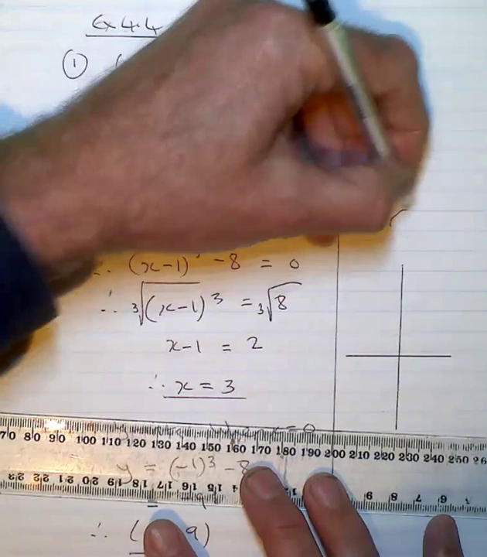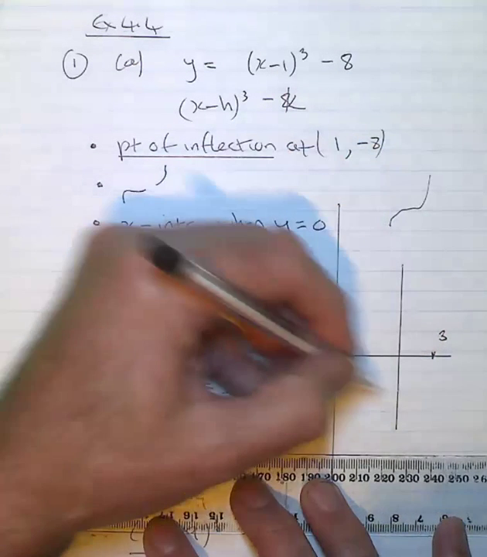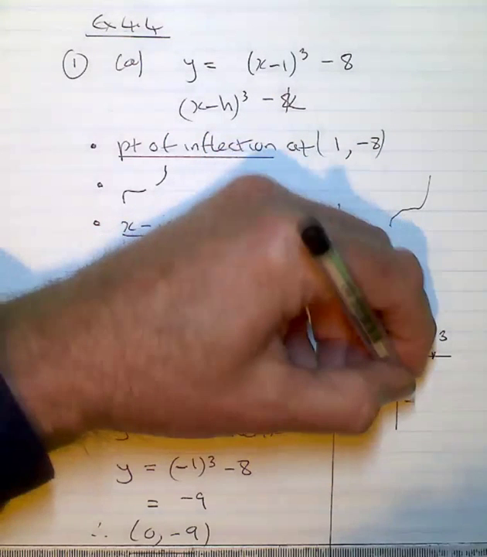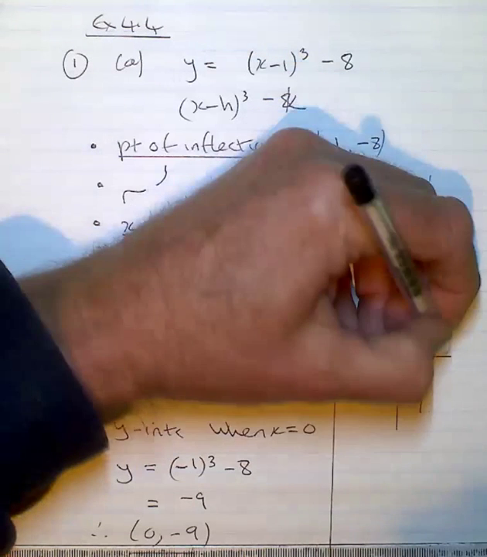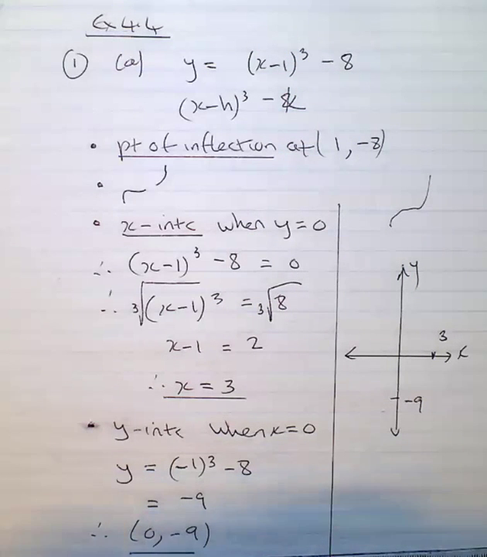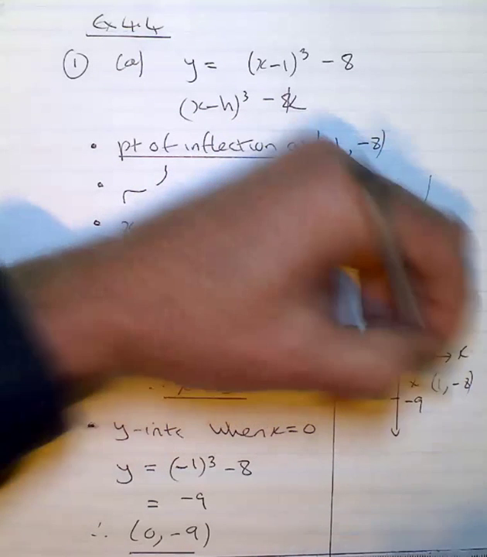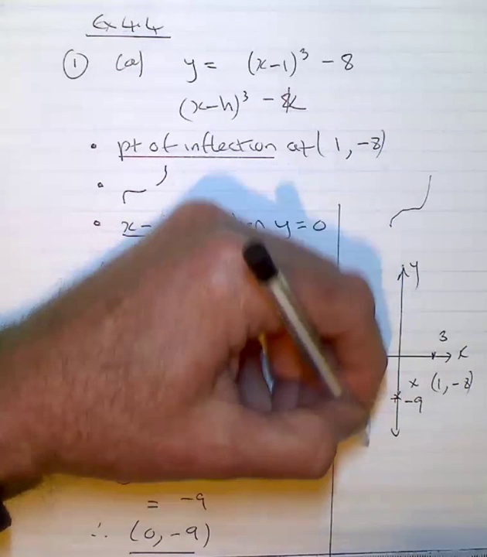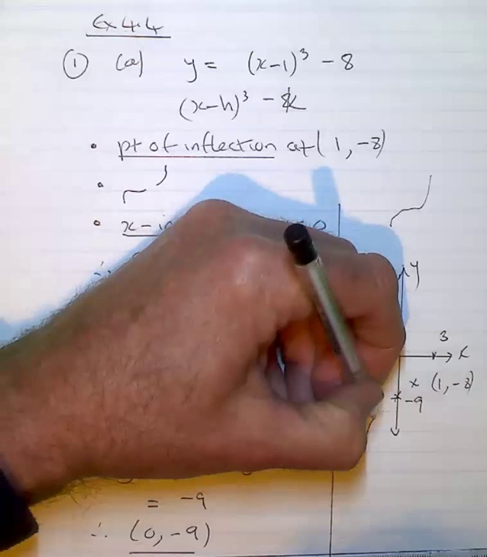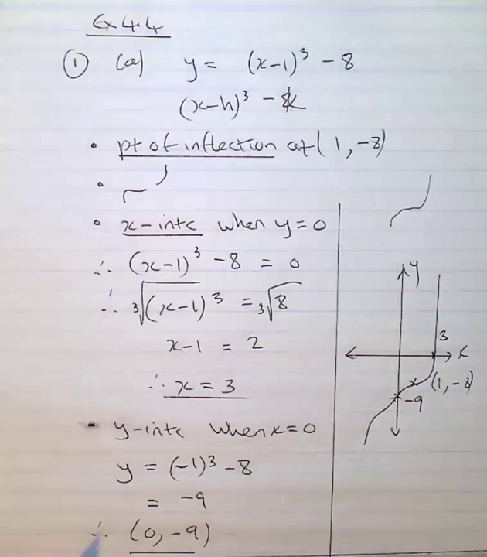I know it's going to have that overall shape. It cuts at 3, cuts at -9 in the y, and has that point of inflection at (1, -8). So I've just got to build it in there, and I build that little flattening stationary point, and then heading up like so. You might like to check that on your graphics calculator.